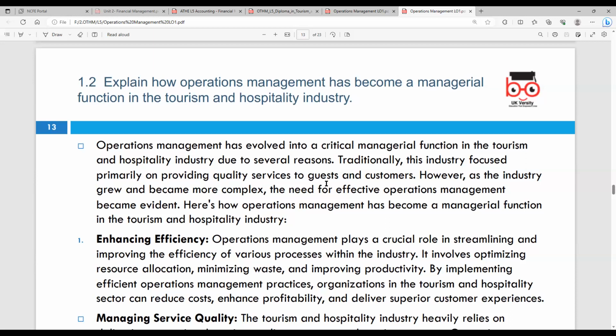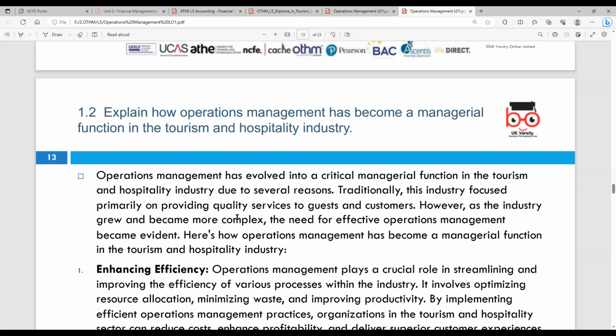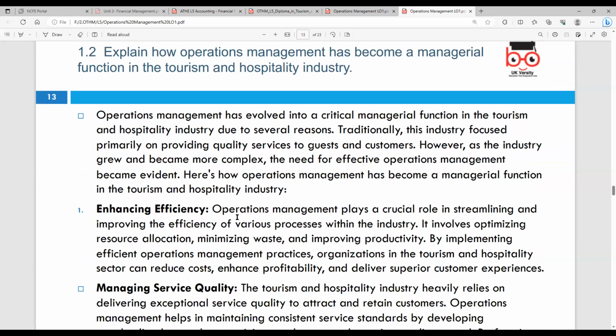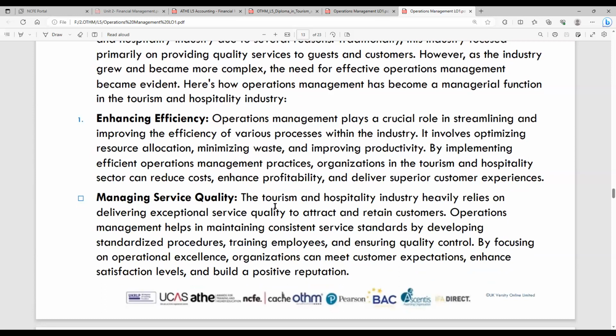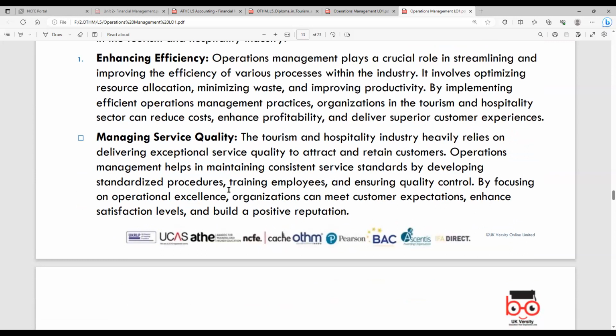So how operations management has become an important function in the tourism and hospitality industry, we're going to look at number 2. We're going to talk about how it has become an important managerial function in the industry, mainly to do with efficiency. Operations management plays a very important part in streamlining the efficiency of these processes, because you're talking about customers and the allocation of resources. You want to make sure of the minimization of wastage and improving productivity in order to increase profitability, reducing costs.